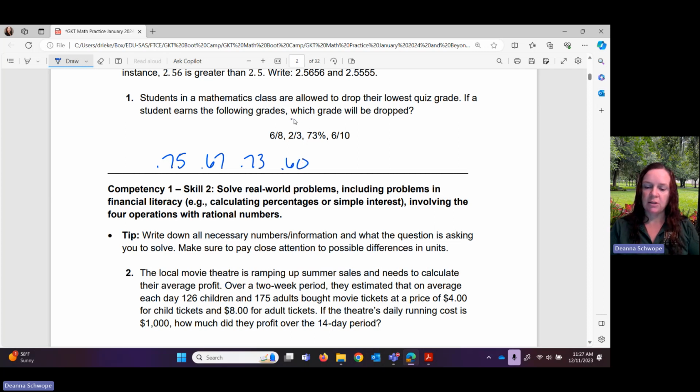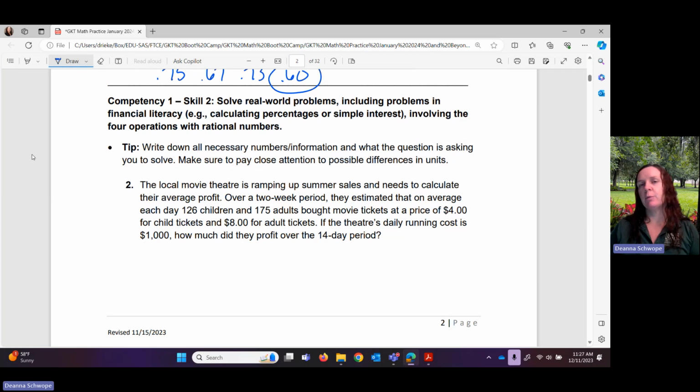So your grade, go back to your question, which grade will be dropped? We are going to drop the lowest, which is 60 hundredths. So 6/10 is the one being dropped. All right, competency 1, skill 2. That's the only one on competency 1, skill 1 we're going to do, but there's tons of other practice out there.